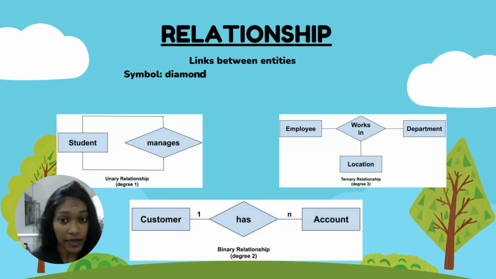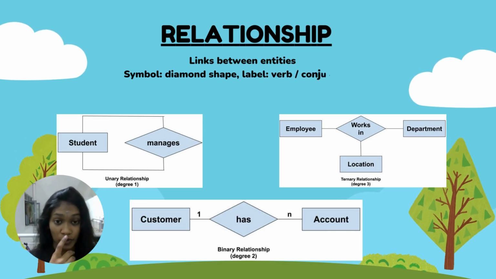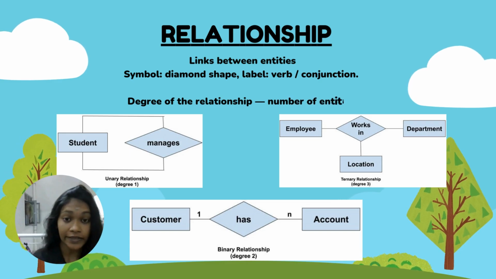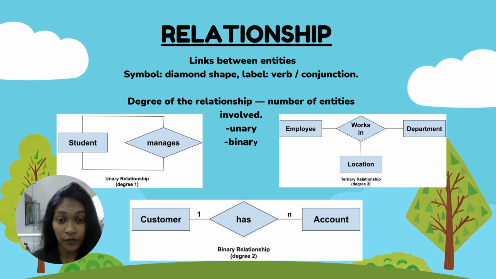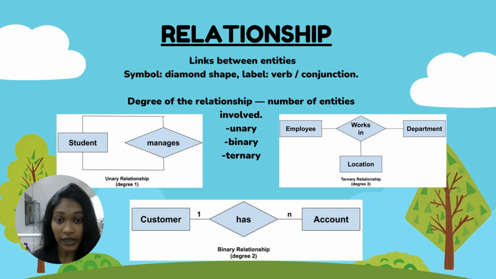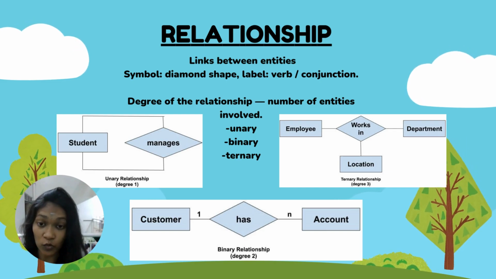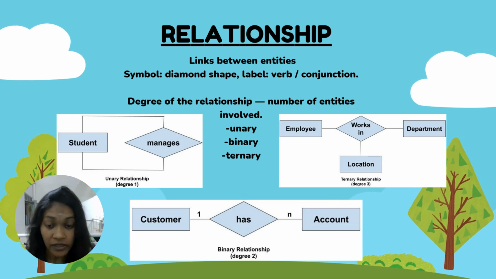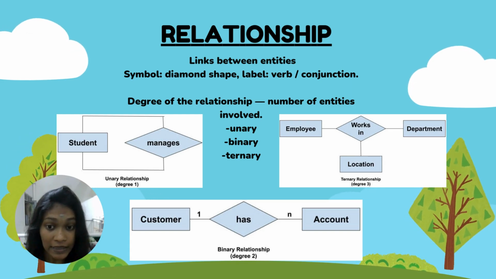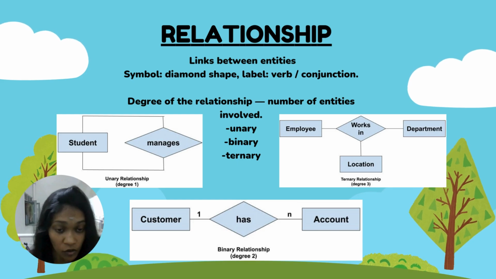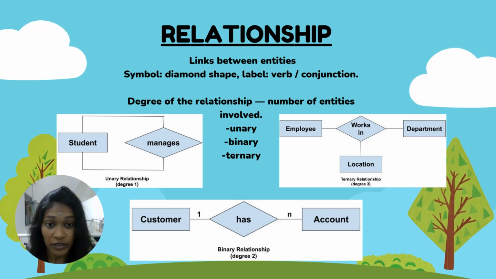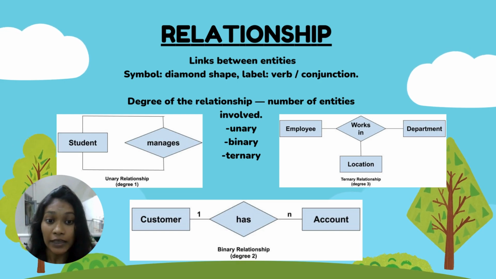Okay, next is relationship. Relationships are links between entities. It should be in diamond shape and it should be a verb or conjunction. There is degree of relationship, which is the number of entities involved. There are three types of degrees, which are unary, binary, and ternary. If you can see these examples, there is a unary relationship, which involves only one entity: student, manager, student. For the binary relationship, it involves two entities, which is customer has account. For the ternary relationship, it involves three entities, which is employee works in a department, employee works in a particular location.